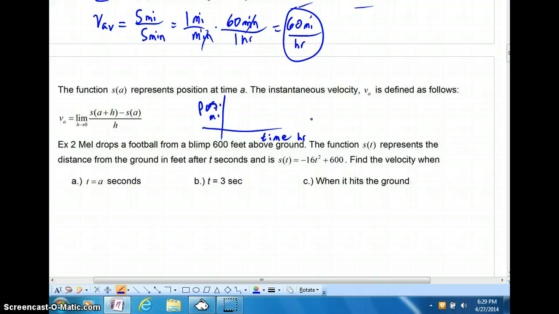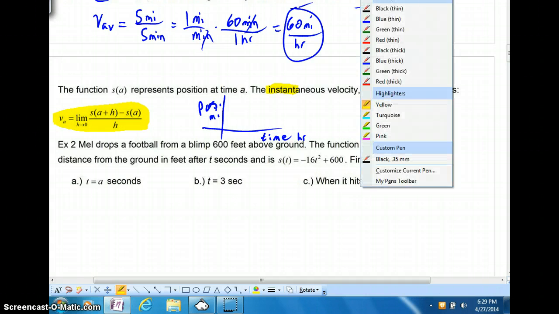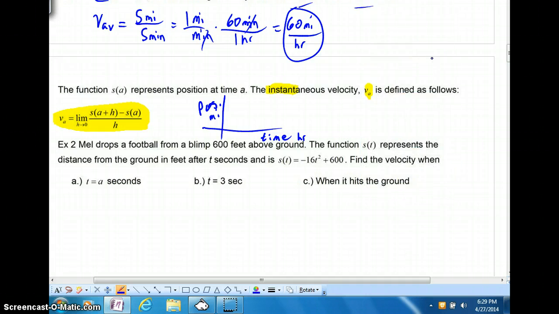But that being said, if we'd like to find the velocity at a particular instant, what we're going to do is go back to this limit definition. What we need to know is that the instantaneous velocity is the slope of a tangent line.